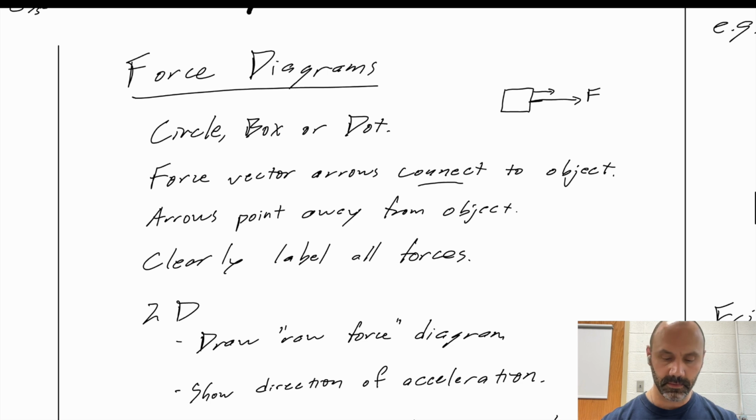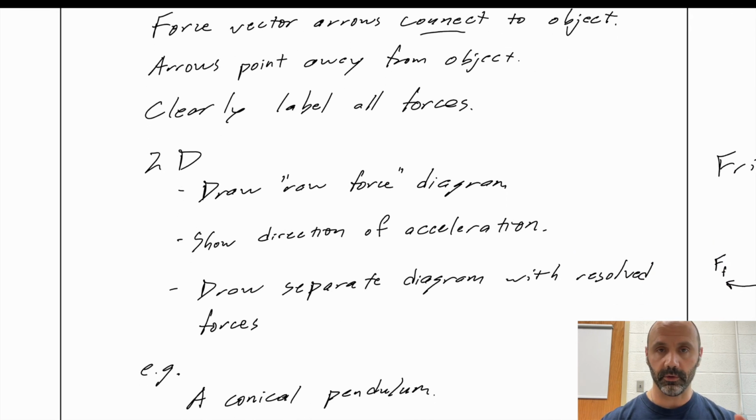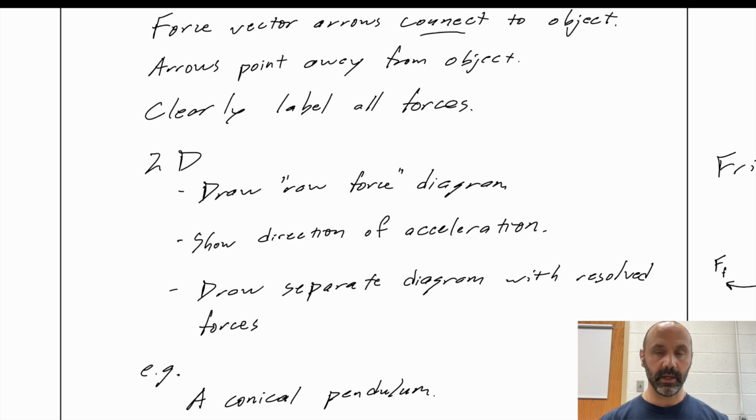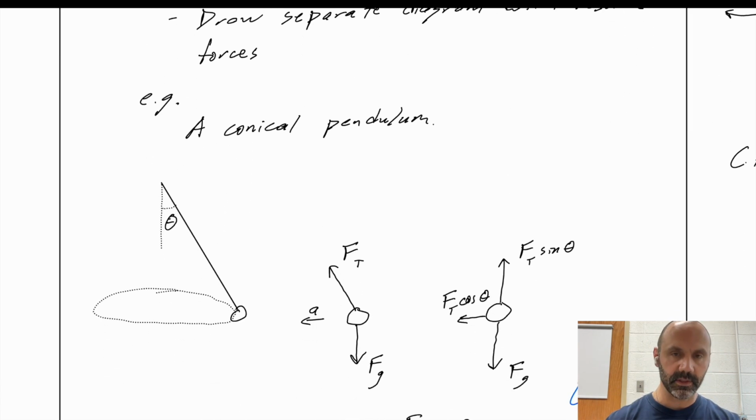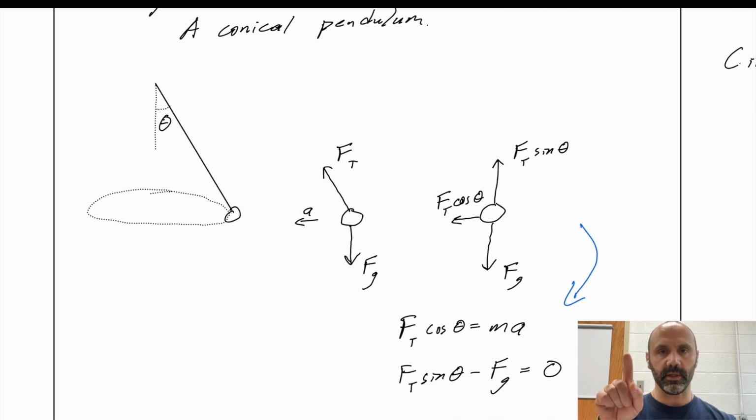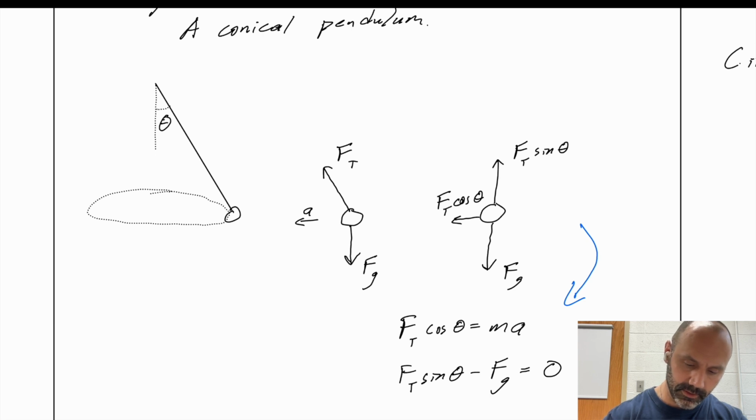If you're dealing with two dimensions, first you draw what we call the raw force diagram. Then you show separately the direction of the acceleration, and then you draw a separate force diagram where all the forces are resolved to parallel and perpendicular to the acceleration. Here's an example: a conical pendulum. That's like a ball on the end of a string, but instead of just swinging back and forth, it's swinging in a horizontal circle. If this is the situation, it's at an angle theta from the vertical, and it's going around like this. Draw the force diagram when it's at this point.